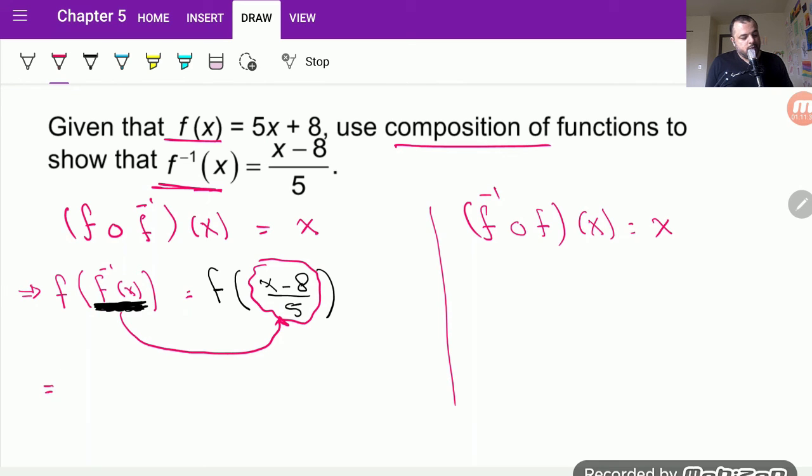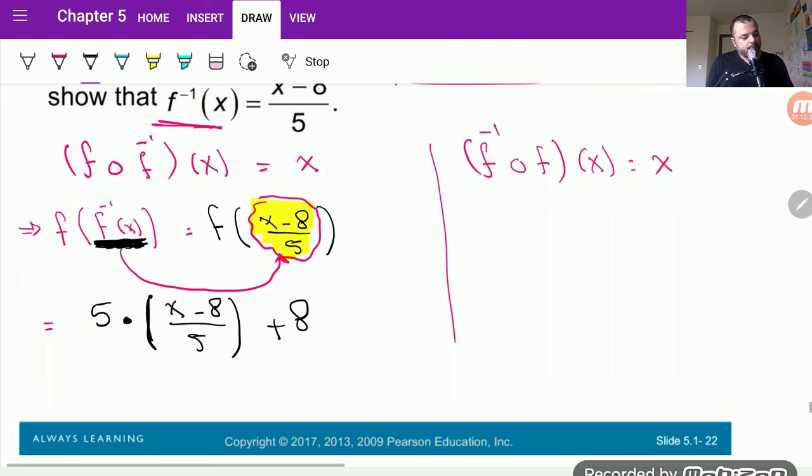Then the next step is I'm going to find the value of the function. Now we are in f. What is the input in f? It's (x minus 8) over 5. Then I'm going to plug this into the function f. So it's going to be 5 times the input, and the input is what is highlighted in yellow, so it's going to be 5 times (x minus 8) over 5, plus 8, equals.